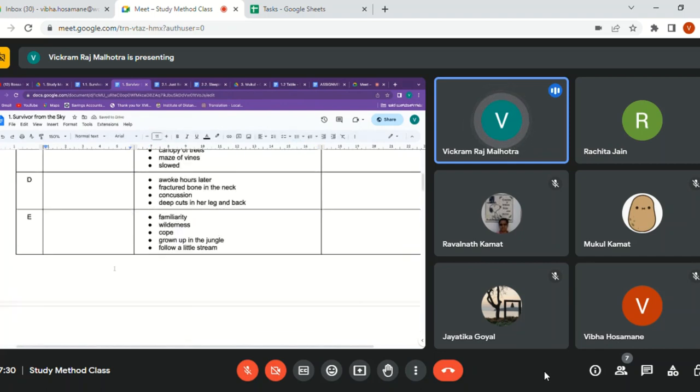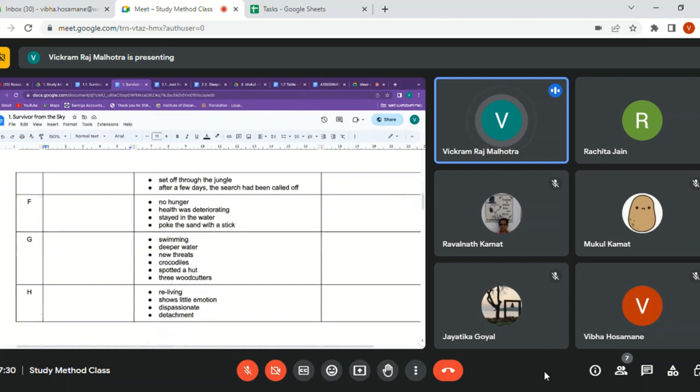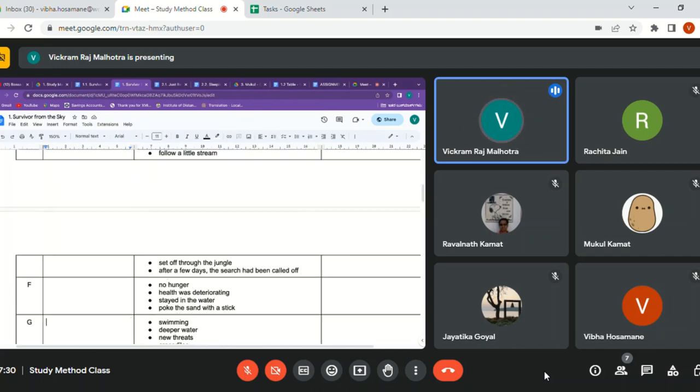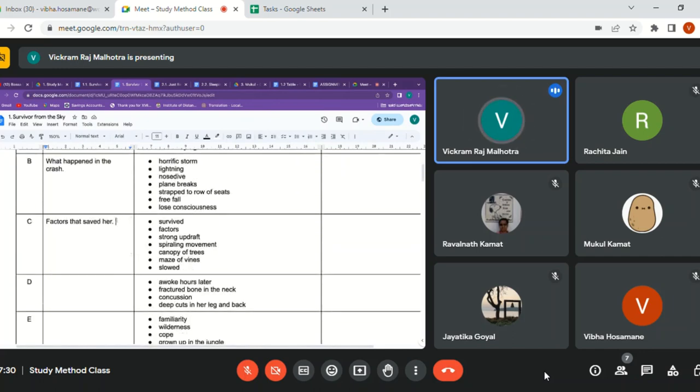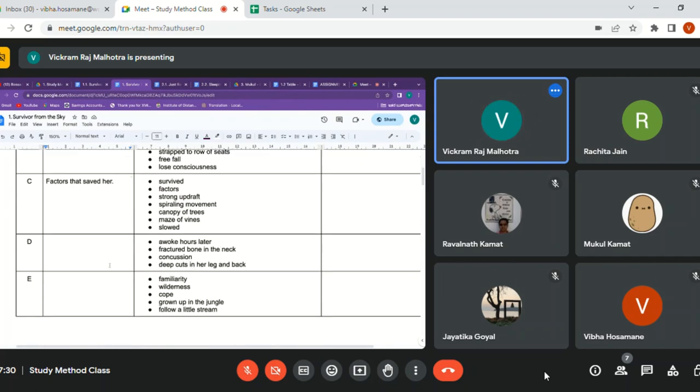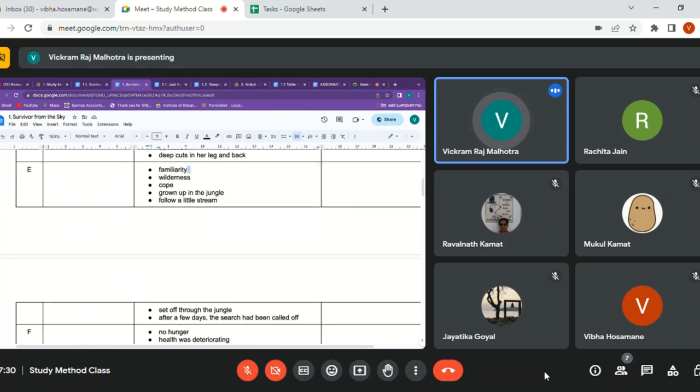So your task will be, you continue this exercise of summarizing the key points of every paragraph in one sentence or a short phrase. For example, factors that saved her. This is not even a sentence, it's just a phrase. What happened in the crash? An introduction to the story. Just think of a small phrase that summarizes the key points that you have collected. Can this be done by tomorrow or day after tomorrow?